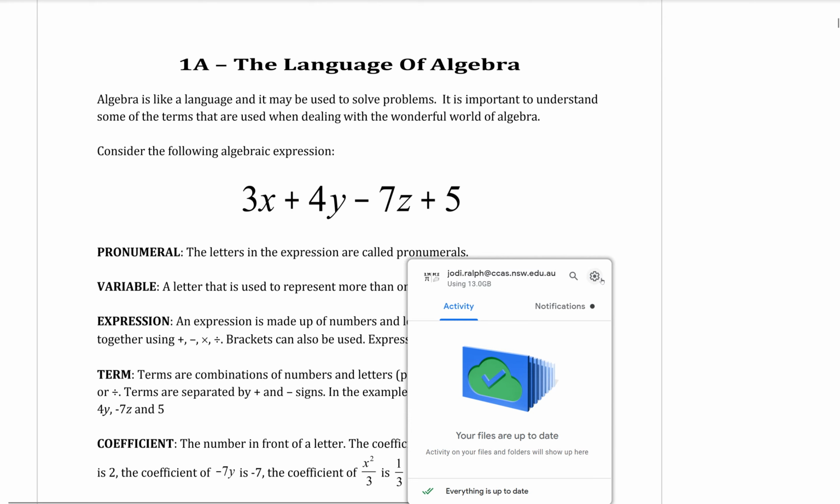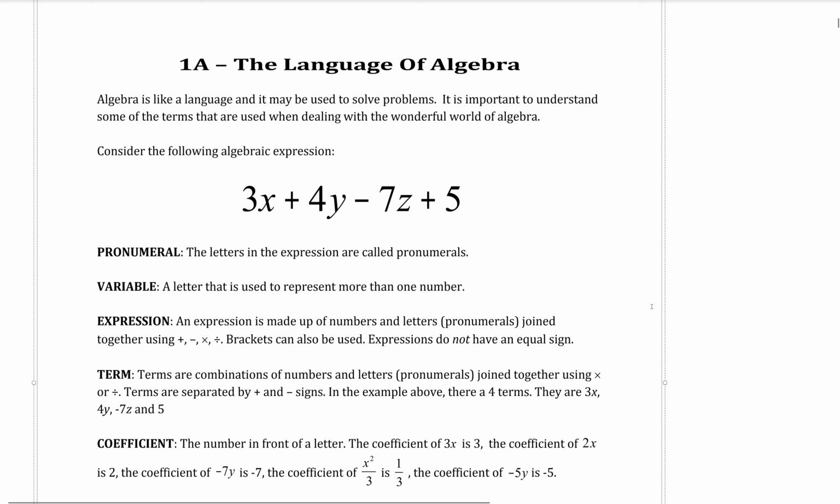Now I want to put all my updates on here. There we go. So we have an expression here on the top of the page in the very big letters there.